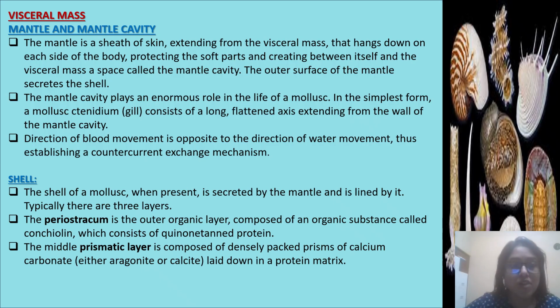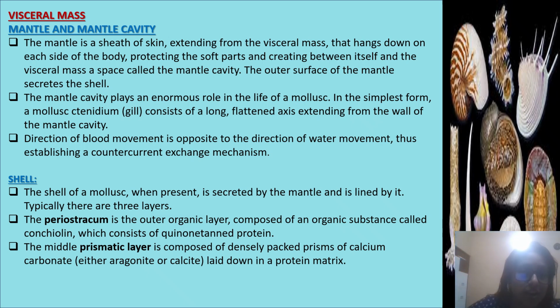In the simplest form, a mollusk ctenidium consists of a long flattened axis extending from the wall of the mantle cavity. Direction of blood movement is opposite to the direction of the water movement, thus establishing a counter-current exchange mechanism.